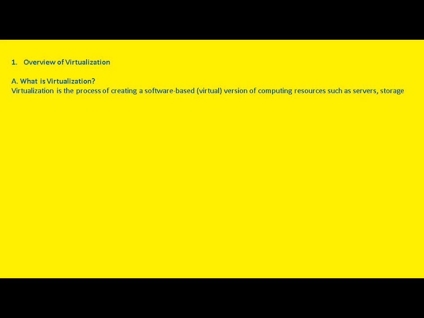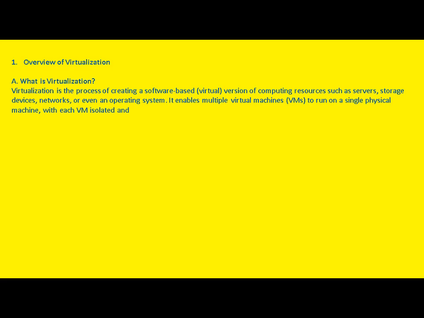So coming to the first theoretical point, overview of virtualization. So what is virtualization? Virtualization is the process of creating a software-based virtual version of computing resources such as servers, storage devices, networks, or even an operating system. It enables multiple virtual machines, like VMs, to run on a single physical machine, with each VM isolated and capable of running its own OS and applications.